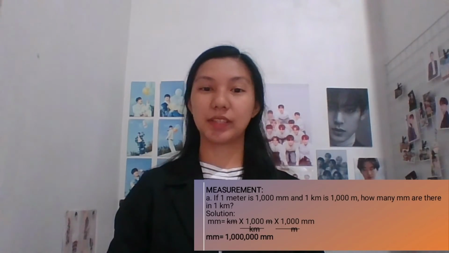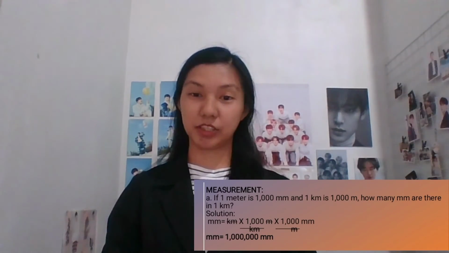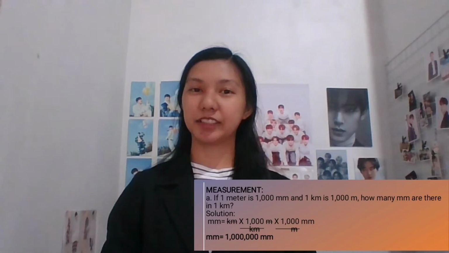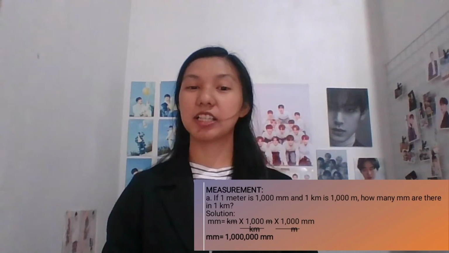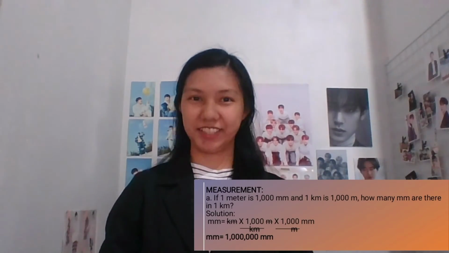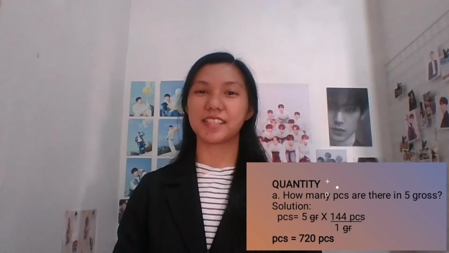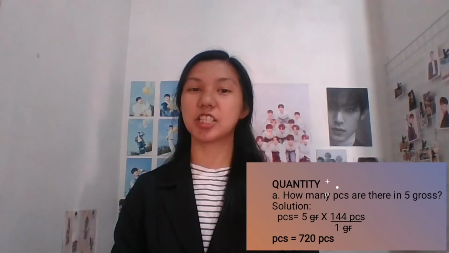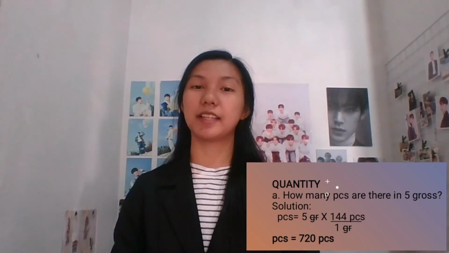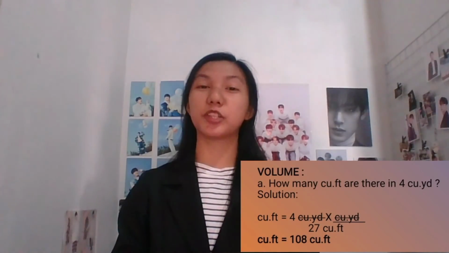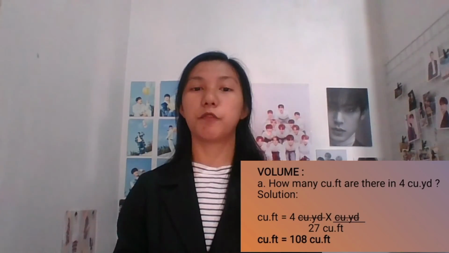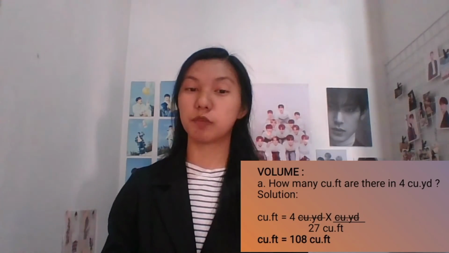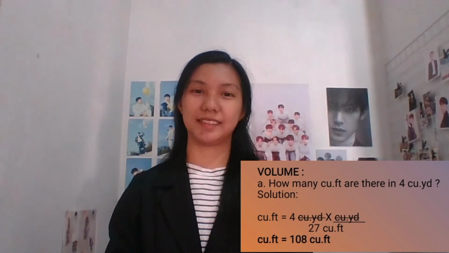Measurement. If 1 meter is 1,000 millimeters and 1 kilometer is 1,000 meters, how many millimeters are there in 1 kilometer? 1 kilometer times 1,000 meter over kilometer times 1,000 millimeter over meter, cancellation of units is equal to 1 million millimeters. In quantity, how many pieces are there in 5 gross? 5 gross times 144 pieces over 1 gross. Cancellation of units is equal to 720 pieces. In volume, how many cubic feet are there in 4 cubic yards? 4 cubic yard times 27 cubic feet over cubic yard. Cancellation of units is equal to 108 cubic feet.